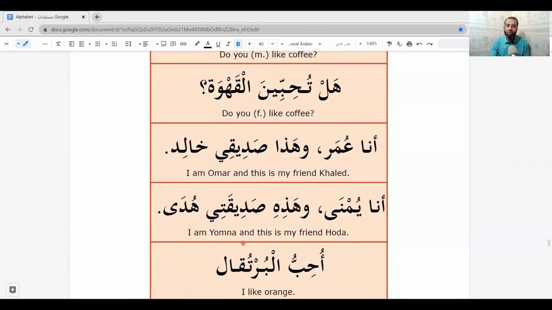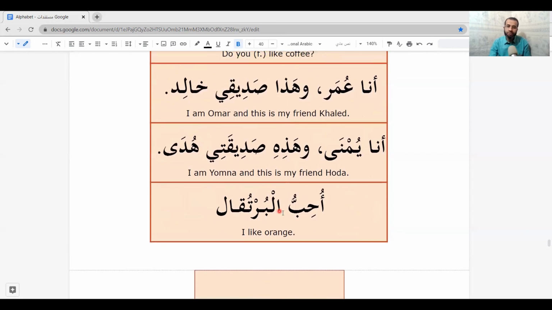The next one, I am Yumna and this is my friend Huda. Yumna and Huda are female names. أنا يمنى, the last letter is alif. Look here, it's preceded by فتحة. أنا يمنى وهذه صديقتي. Here it was صديقي, male, but here it's صديقتي, female. What's her name? هدى. أنا يمنى وهذه صديقتي هدى.